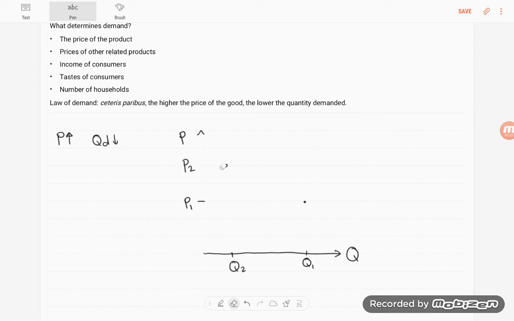If we connect these, we find a negative sloping demand curve.